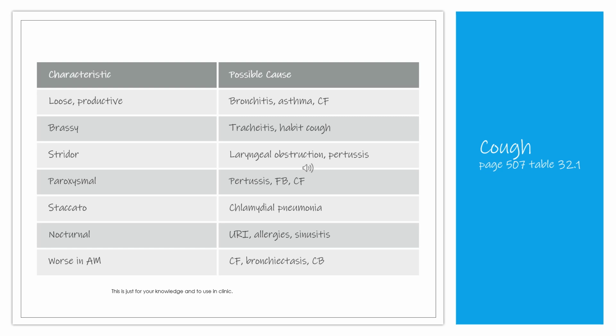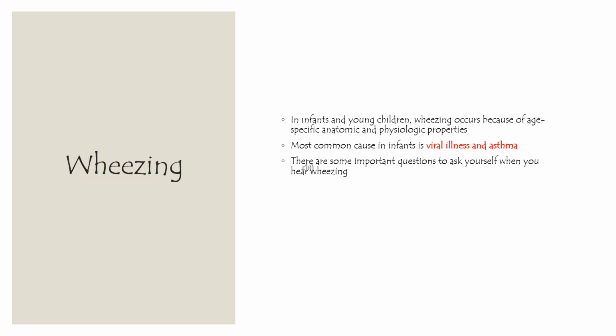Tracheitis or habit cough may have a brassy type cough. If you have somebody with stridor, that usually is some type of medical emergency because that means they're not maintaining a patent airway. What coughs are going to be worse at night: upper respiratory infection, allergy, sinusitis. Worse in the morning would lead you to believe they may have some bronchiectasis, and cystic fibrosis patients have cough worse in the morning.